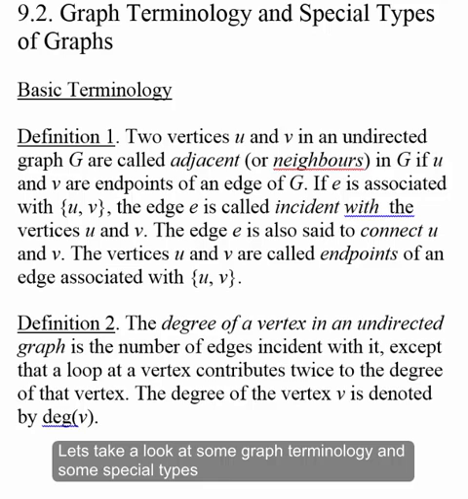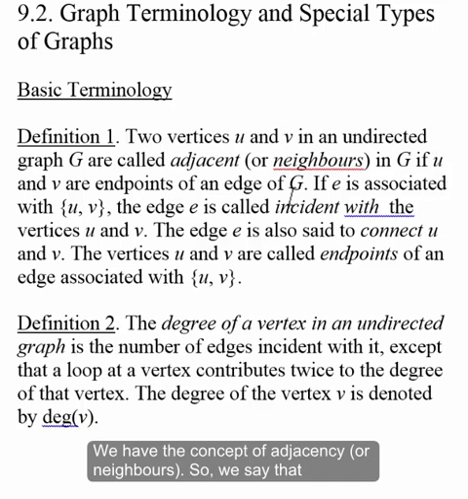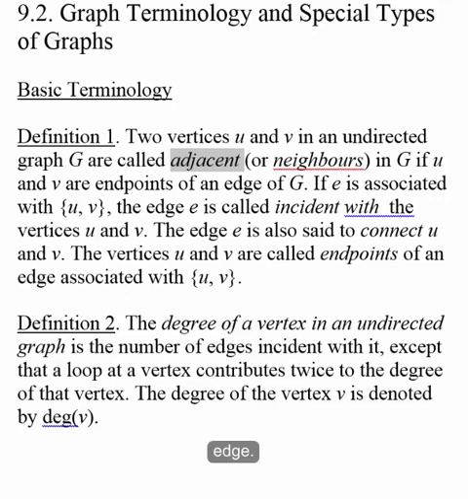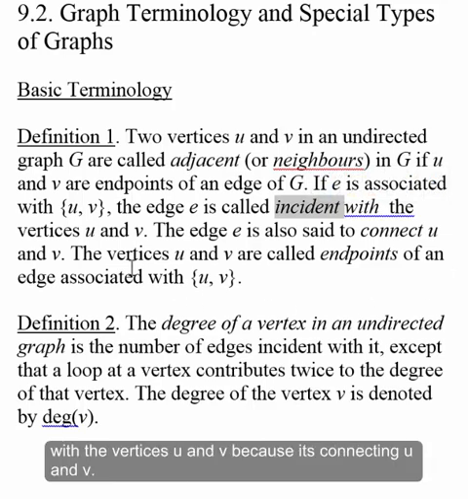Let's take a look at some graph terminology and special types of graphs. We have the concept of adjacency or neighbors. So we say that U and V are adjacent to each other if they are connected by an edge. And then we have the concept of incident. So the edge is incident with the vertices U and V because it's connecting U and V.